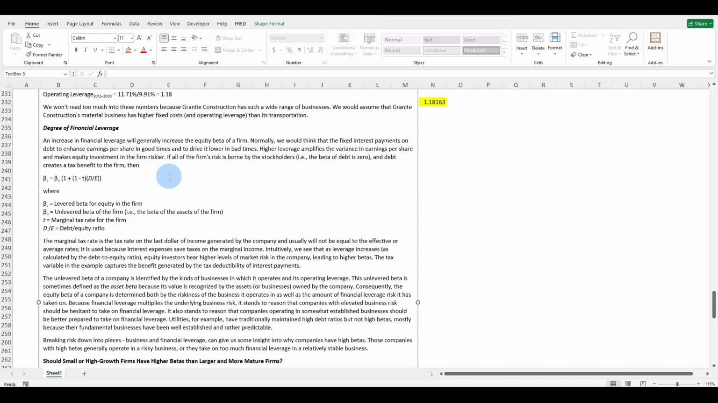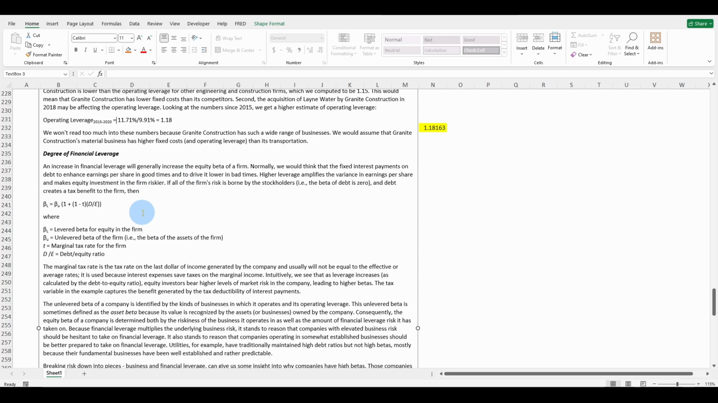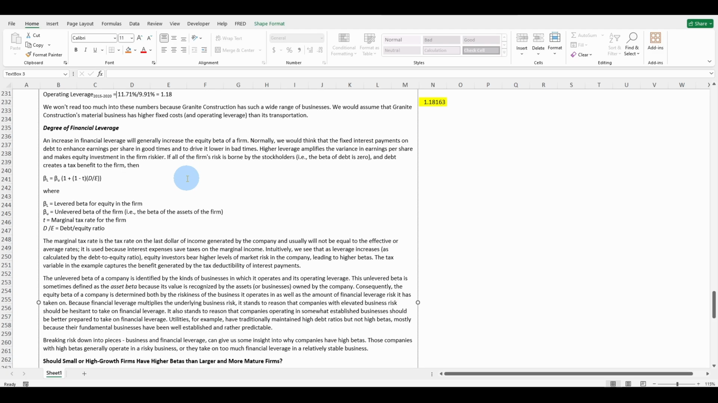Degree of financial leverage. An increase in financial leverage will generally increase the equity beta of a firm. Normally, we would think that the fixed interest payments on debt enhance earnings per share in good times and drive it lower in bad times. Higher leverage amplifies the variance in earnings per share and makes equity investments in the firm riskier.